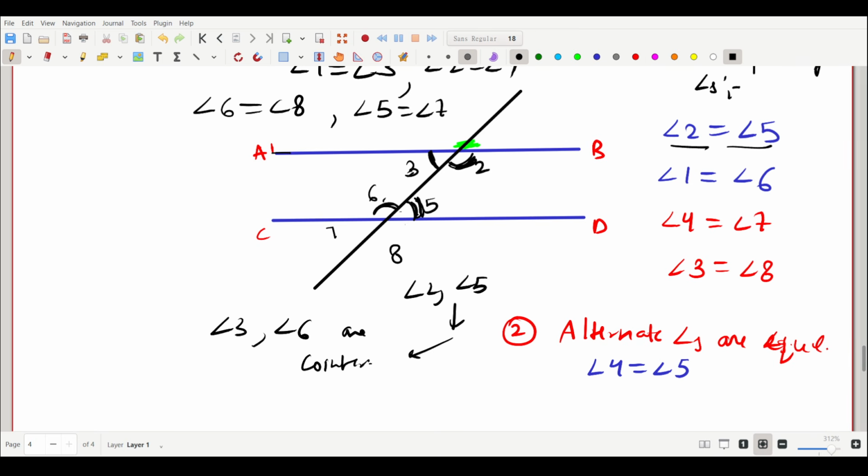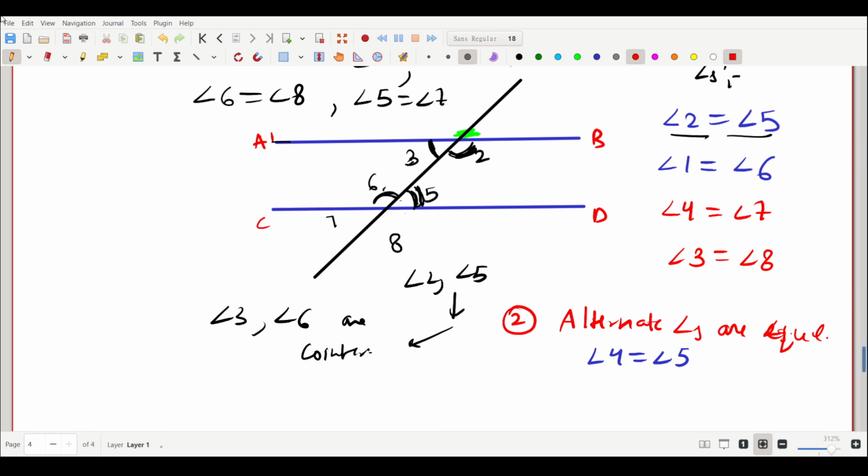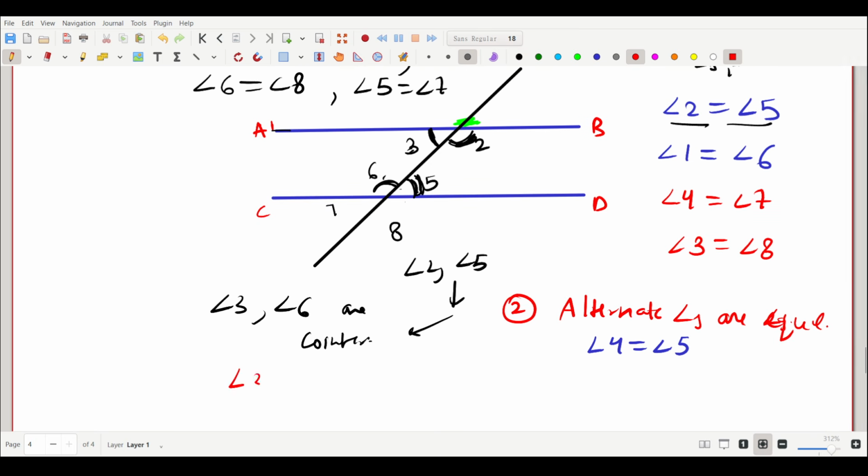So what about them? The sum of co-interior angles is 180 degrees. That means angle 3 and angle 6 are co-interior, so the sum of angle 3 and angle 6 will be 180. Angle 2 and angle 5 are also co-interior, so the sum of co-interior angles is also 180. So angle 2 plus angle 5 is 180. Co-interior angles will always sum to 180. I hope this is clear.